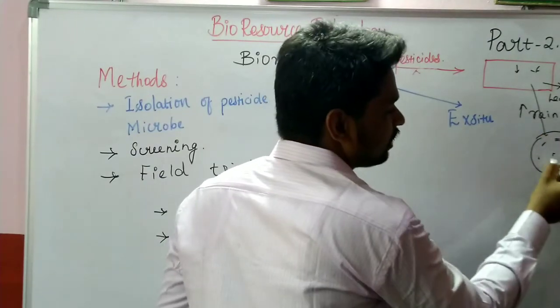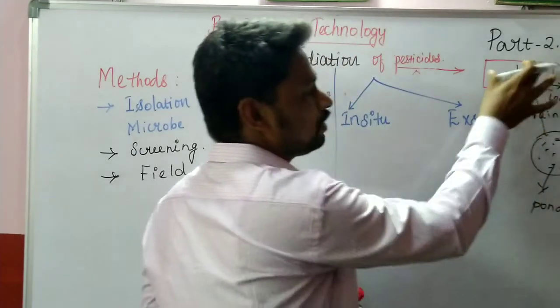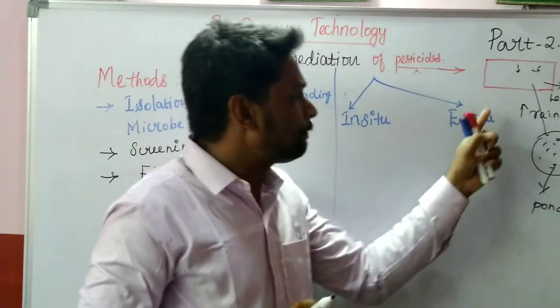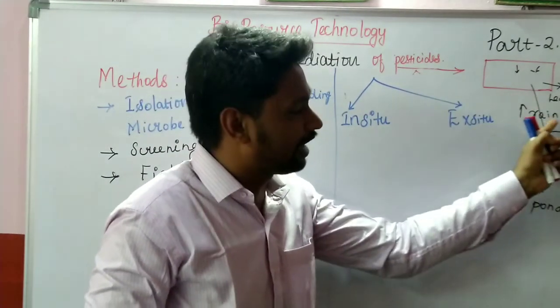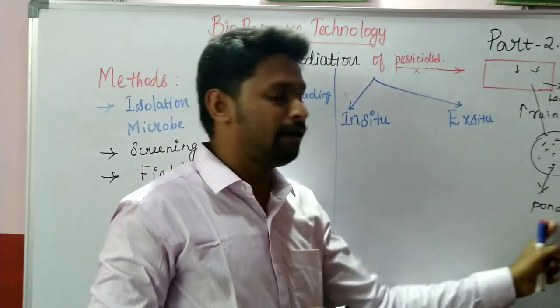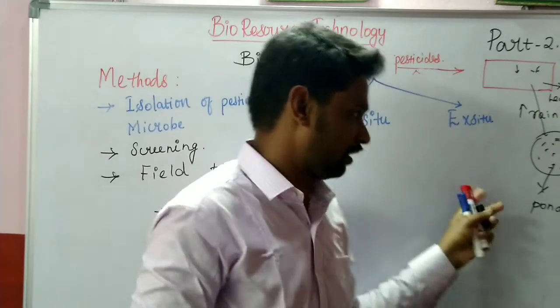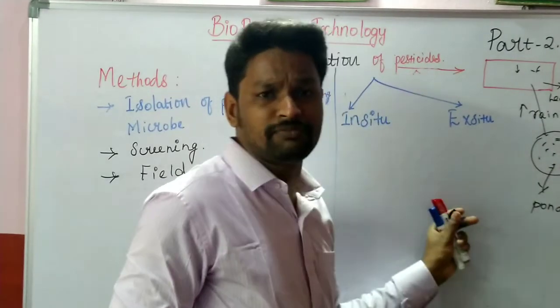So imagine it is an aquatic pond, right? All the pesticides applied in the agriculture area will be leached out due to the heavy rainfall and will be collected in a nearby aquatic pond. In this aquatic pond, different types of biological organisms might be present.